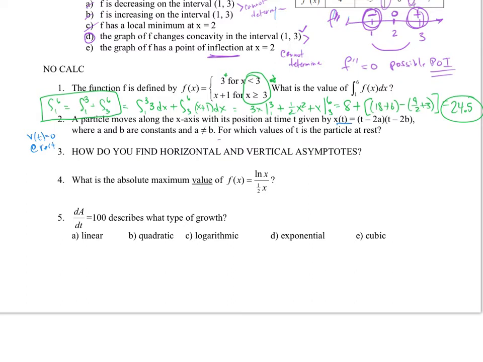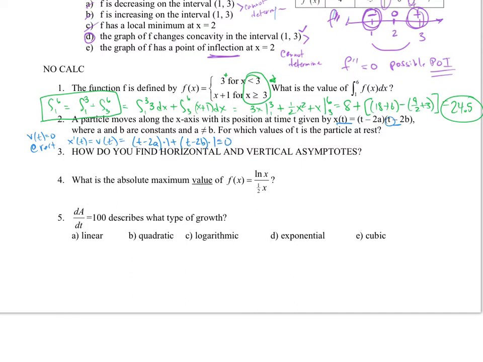Since I'm given this, I need to find x prime of t. That gives me my v of t. And in this case, we'll end up with first t minus 2a times the derivative of the second, which in this case would be 1. I'm taking the derivative of this with respect to t, right? And then plus the second, which is t minus 2b, times the derivative of the first, which is, again, 1. And remember, this has to be 0.